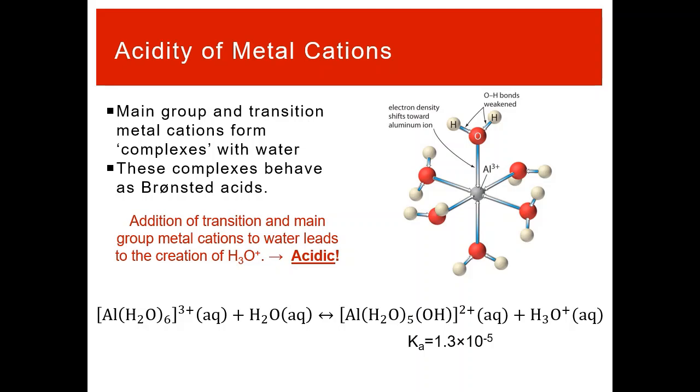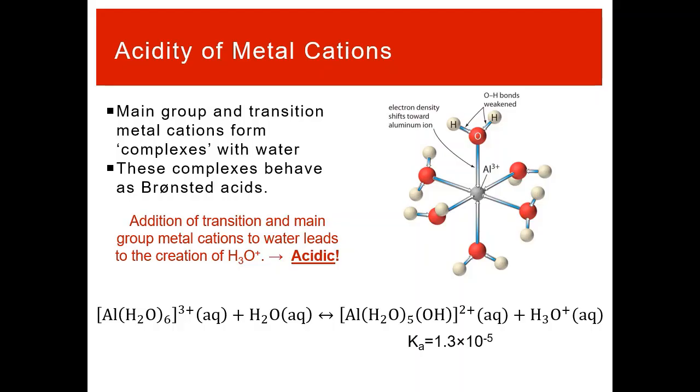The final complication is when we are dealing with any metal cation from the main group or transition metals. These cations, when they get into water, start to interact with the water and form what are called complexes. And those end up being acidic. You'll remember that for metal cations, group 1A and group 2A cations are neutral. All other metal cations are acidic in solution.